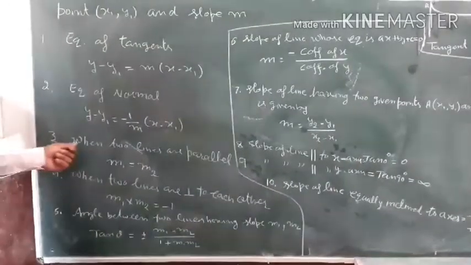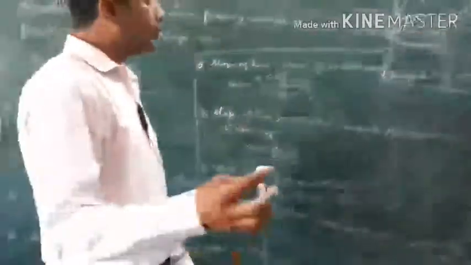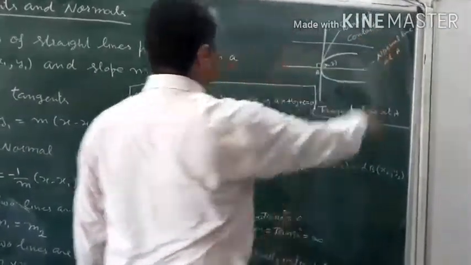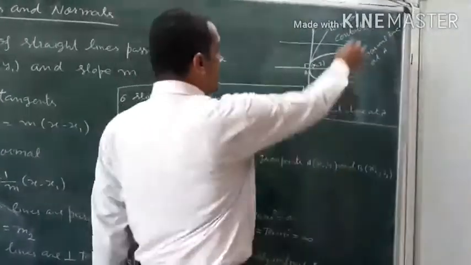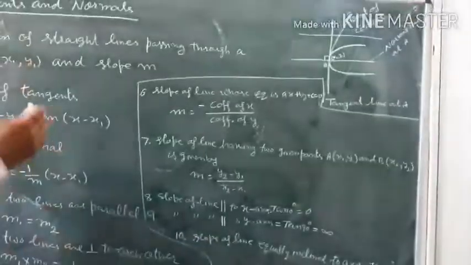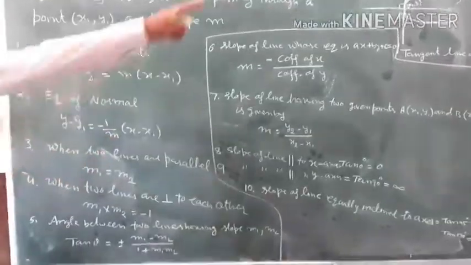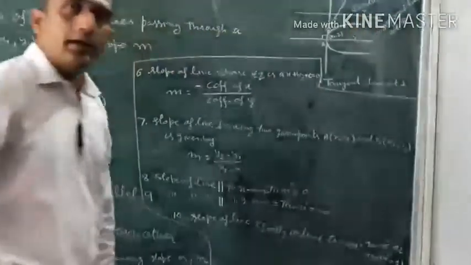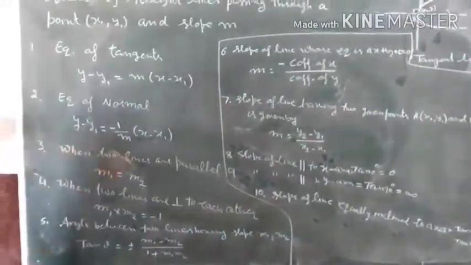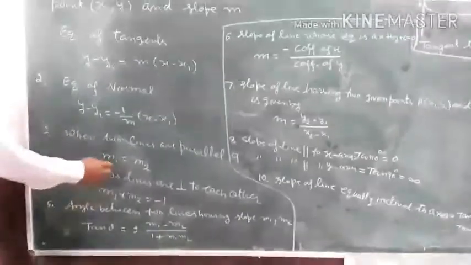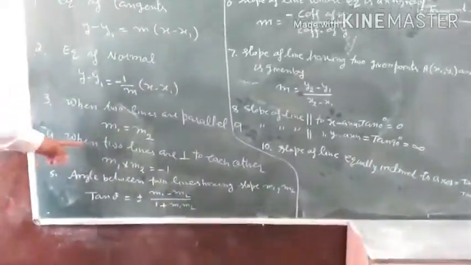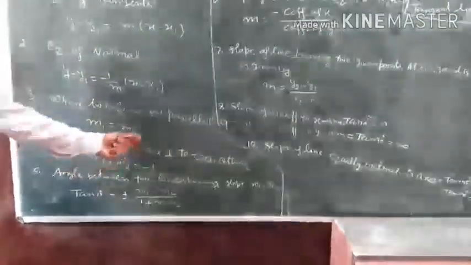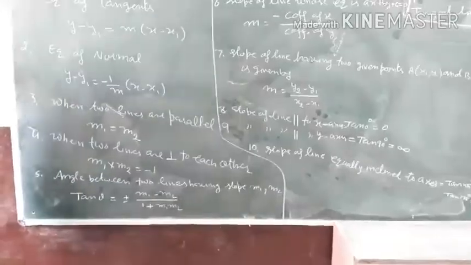The third, when two lines are parallel, you know that if two lines are parallel, यहाँ अगर हम parallel show करते हैं इनको, then their slopes will be equal, because जितना एंगल आपका जहाँ बनेगा same angle will be here. So when two lines are parallel, then their slopes will be equal, m1 is equal to m2. When two lines are perpendicular to each other, then the product of their slopes will be equal to minus 1.